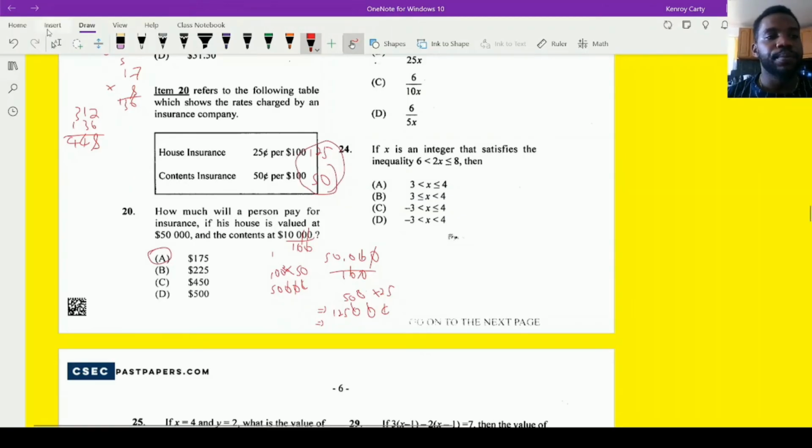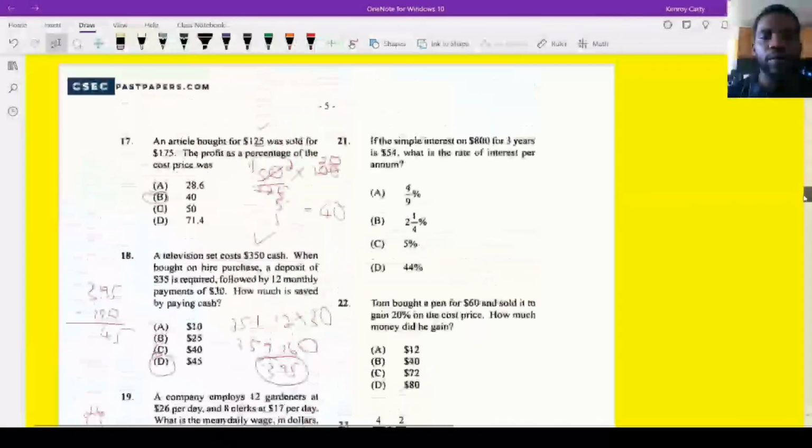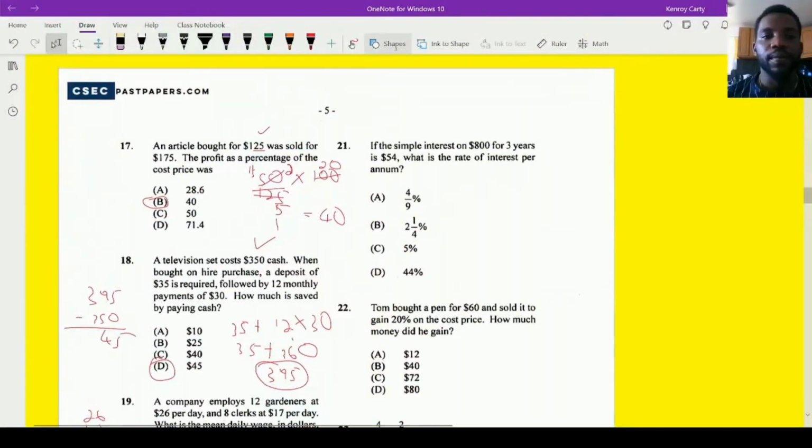Here we go. All right, not bad so far. We go up to question 21. It says, if the simple interest on 800 for 3 years is 54, what is the rate per annum?